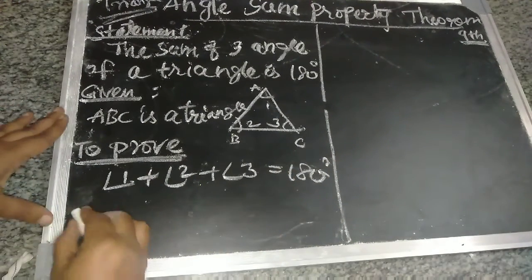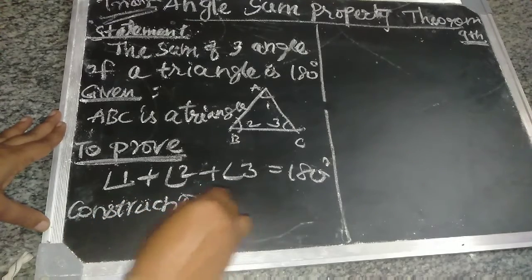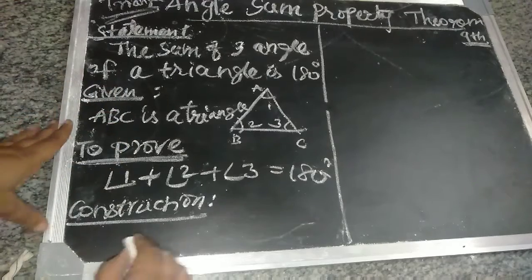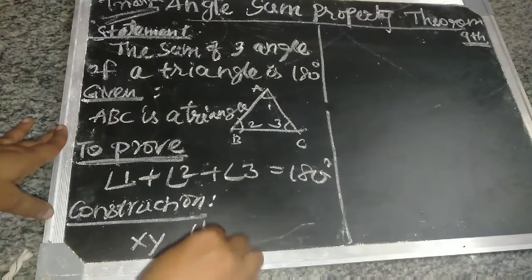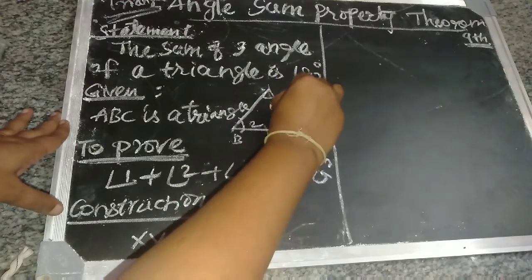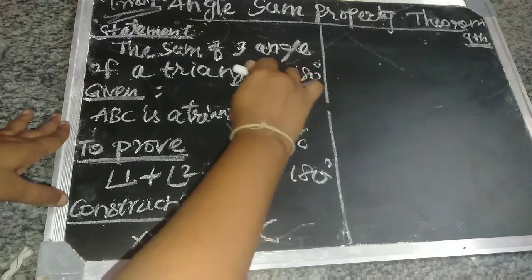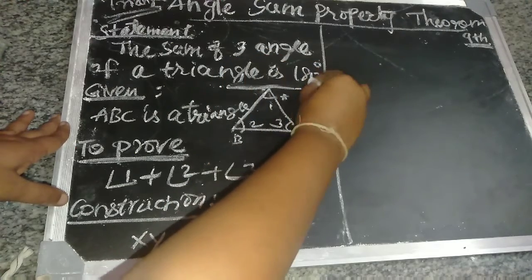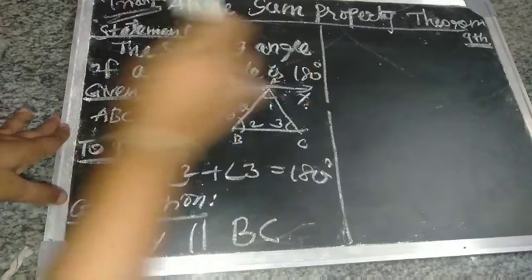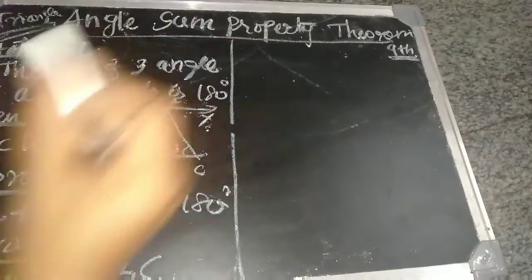Okay, next construction. What is meant by construction? If I want to prove something, if anything is required to add in the diagram, we can add. I draw one line XY, parallel to BC, like this. The line XY touches A. This is A, I drew one XY, it is parallel to BC. Okay, so next we are going to see the proof.